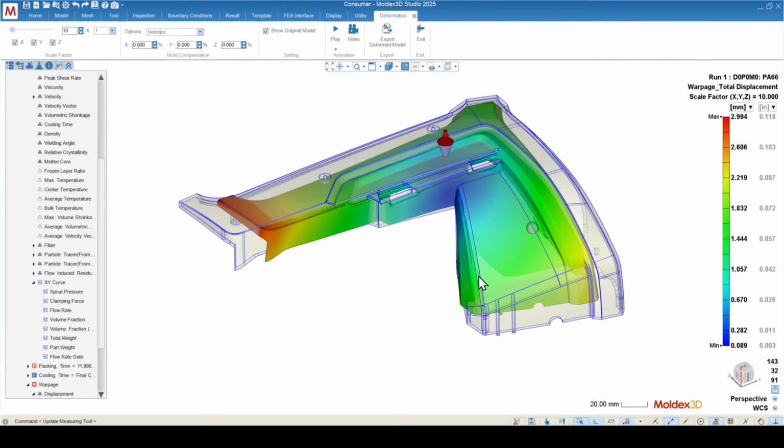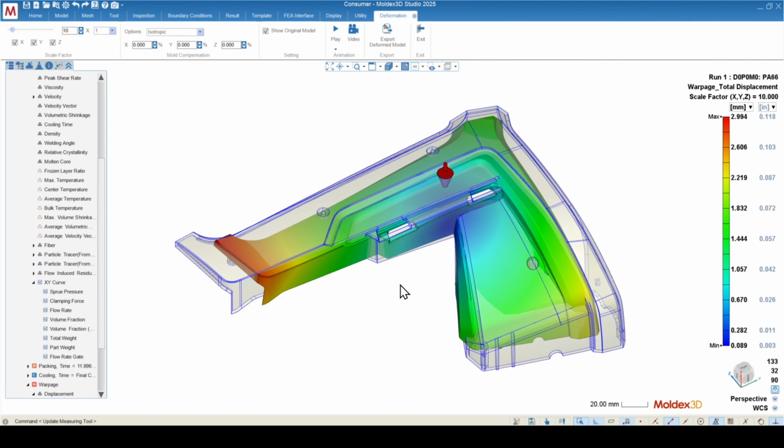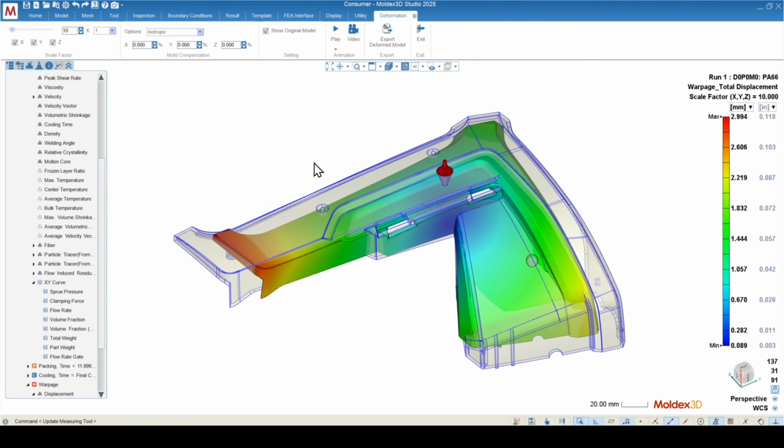There's multiple factors that go into the warpage, and so I encourage you to look at this video that goes more into the different factors of warpage and how this can be interpreted in a more streamlined and consistent manner.